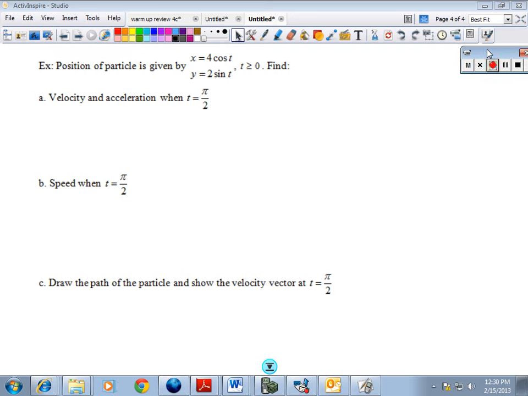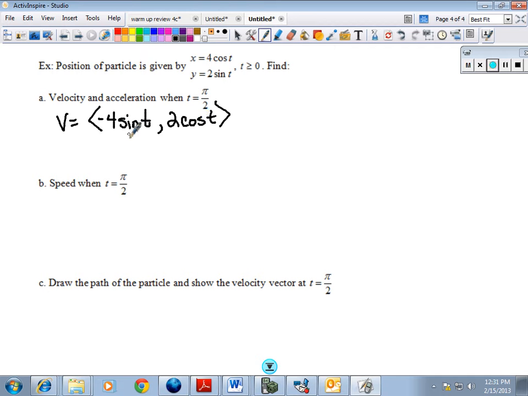Okay, vectors, page 2. Again, I'm finding the velocity and acceleration when t is pi over 2. Remember, the velocity is the first derivative, and acceleration is the second derivative. So my velocity vector, and a lot of times you write vectors with little corners. Derivative of x is going to be negative 4 sine of t. Derivative of y is 2 cosine of t. And I'm going to plug in pi over 2.